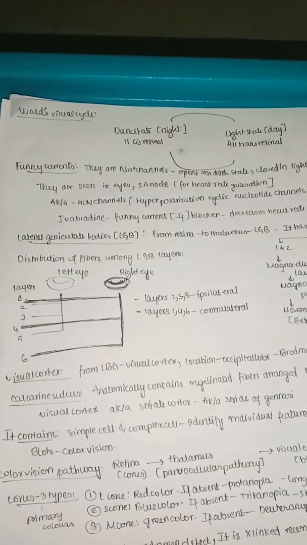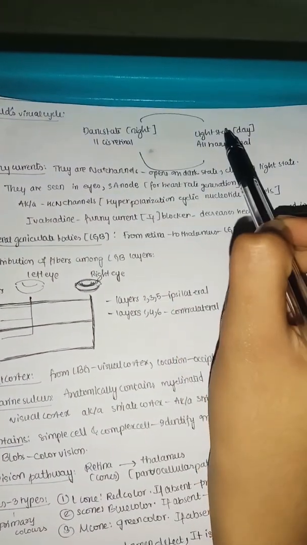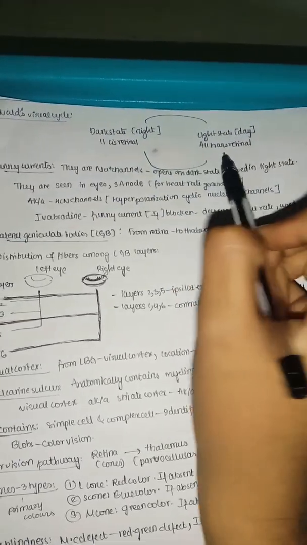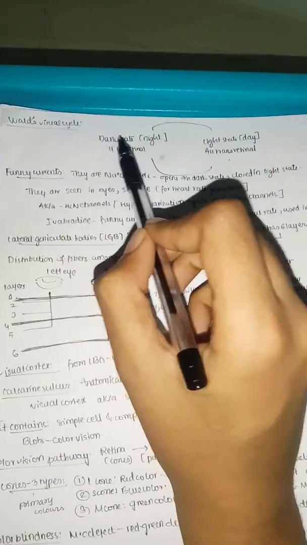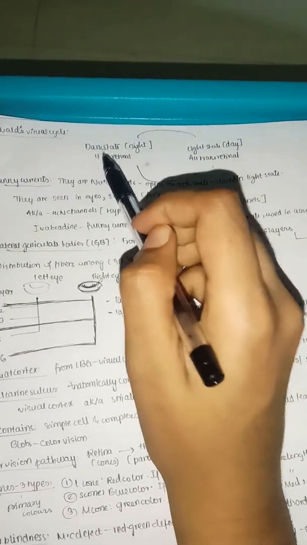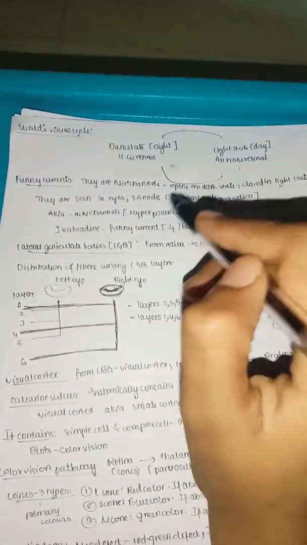Now let us check out the Wald's visual cycle. So you can see here the dark stage in the night and the light stage in the day. Of course, this conversion of 11-cis retinal into all trans retinol is the Wald cycle whenever in light stage, or conversion of this all trans retinol into 11-cis retinal in the night stage or dark stage. So this cycle is Wald's visual cycle.